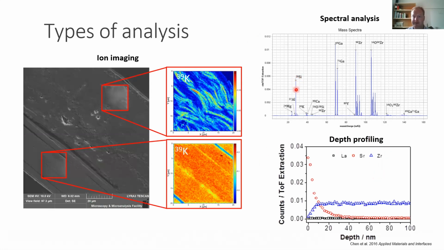So looking at the intensity of a particular ion as you sputter material away, and you can calibrate the sputter time with depth by measuring the depth of the pit.